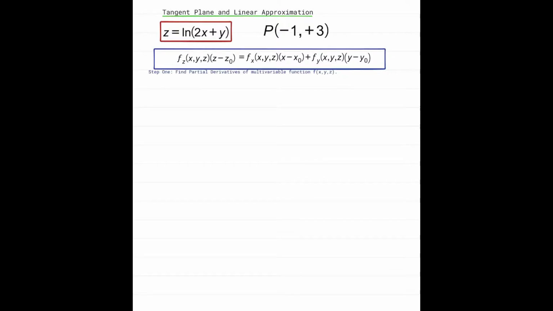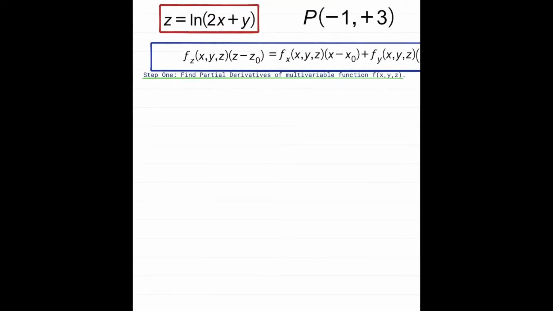So for step 1, the first step we do is we find the partial derivatives of the multivariable function. So basically what we do is we find the partial derivative with respect to x and with respect to y of this function, so f of x, f of y. So how do we compute this?